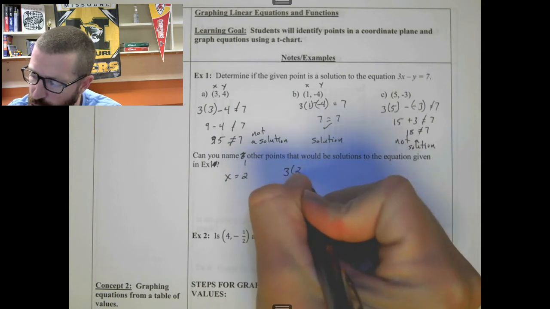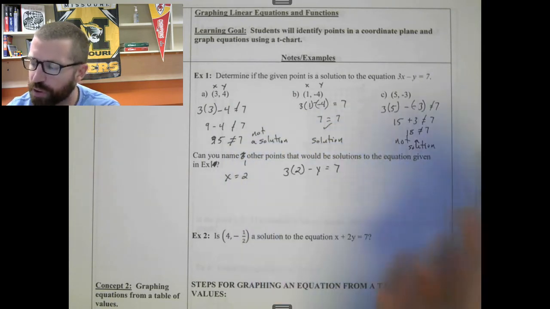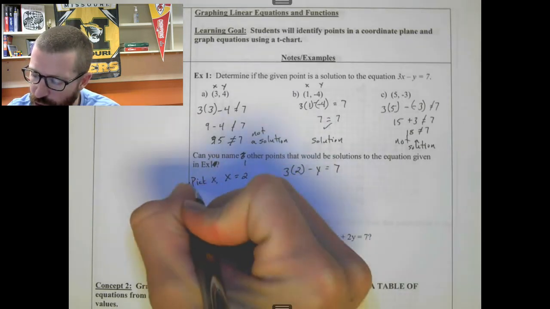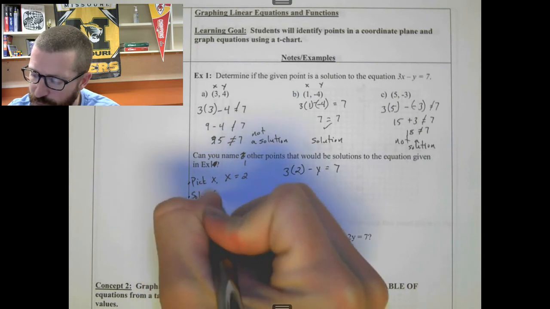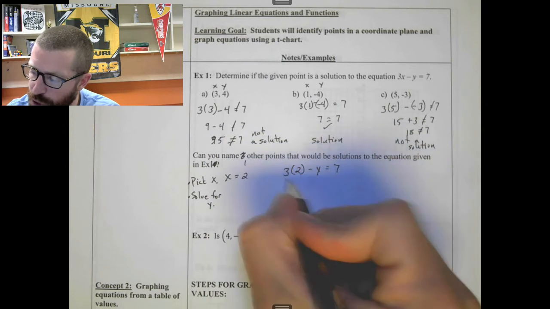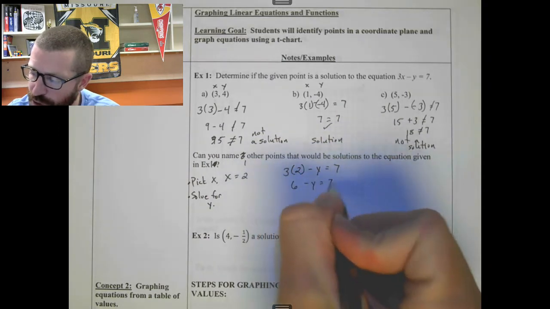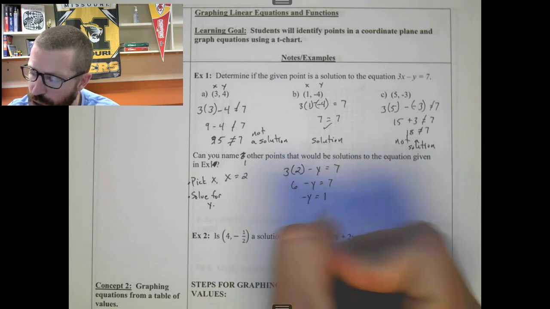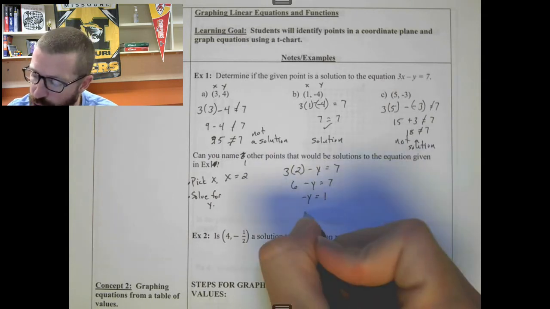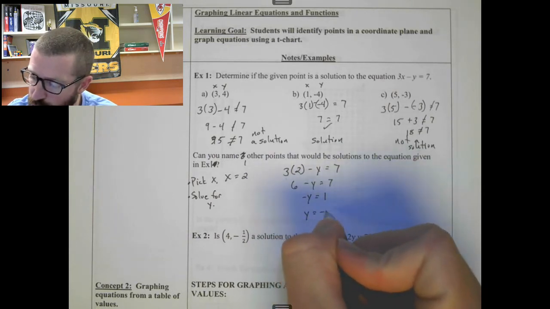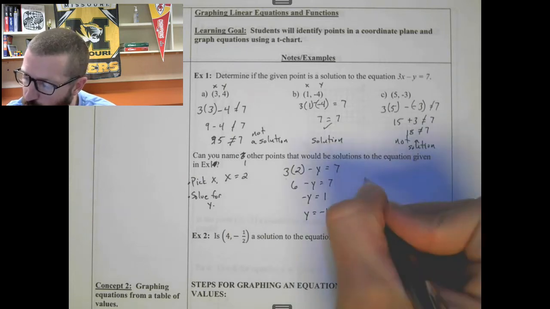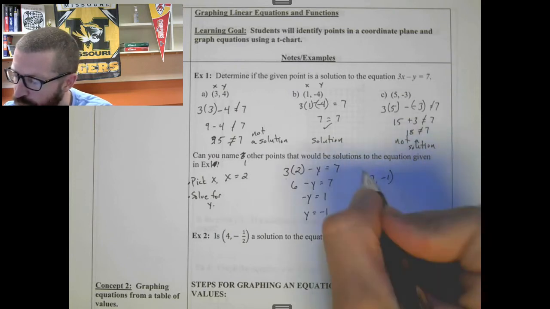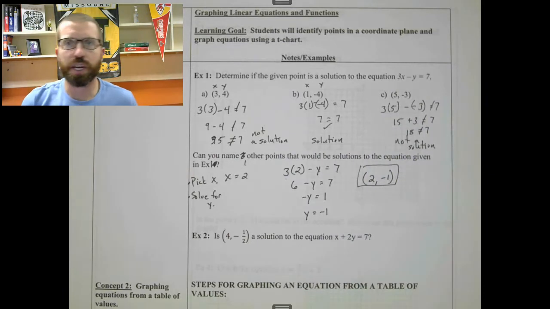And so 3 times 2 minus y is equal to 7. So we pick x and then solve for y. And so we can multiply this, you get 6 minus y is equal to 7. Subtracting 6 from both sides gives you negative y is equal to 1. And then divide both sides by negative 1 to get y is equal to negative 1. And so one point would be 2 and negative 1. So that's a solution. And you could pick other x's if you like to.